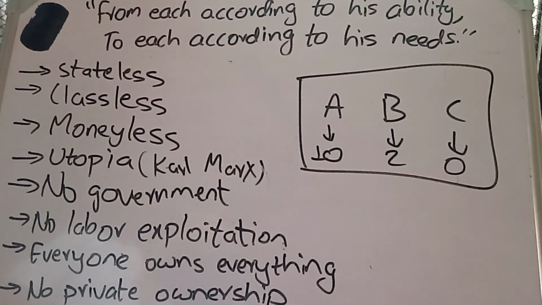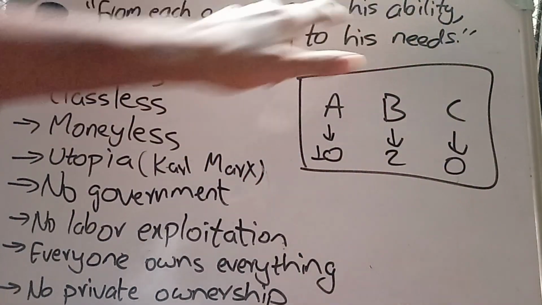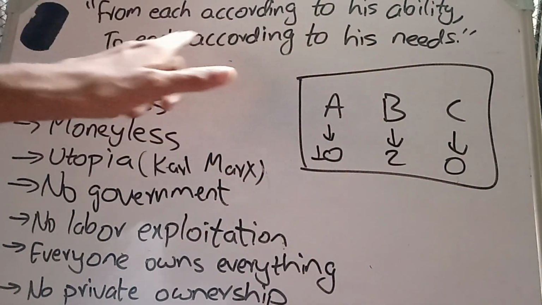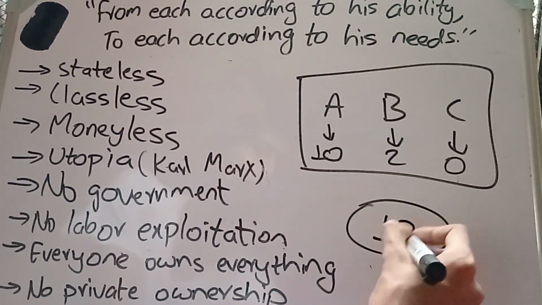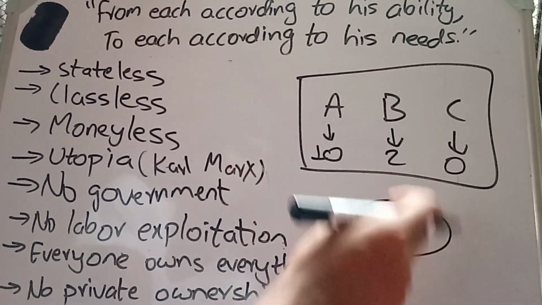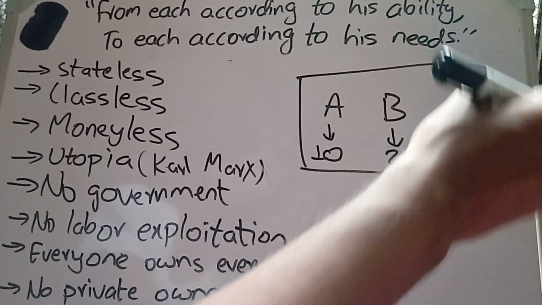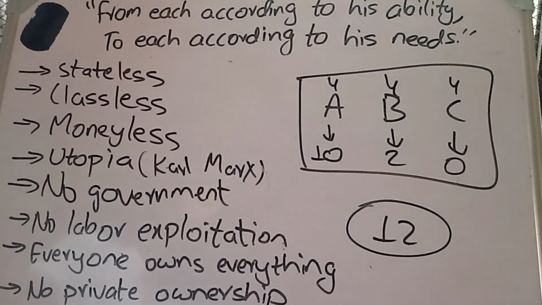But in a communist society, this doesn't happen because all of them contribute according to their ability, and all three people will take according to their needs. So they will collect all of the apples they have collected, meaning 10 plus 2 is 12, and this will be distributed equally to everyone, meaning everyone gets 4 apples each. This is how a communist society is thought to work.